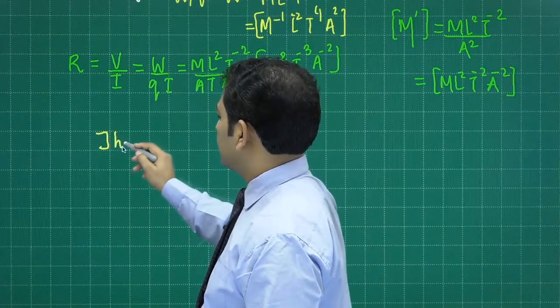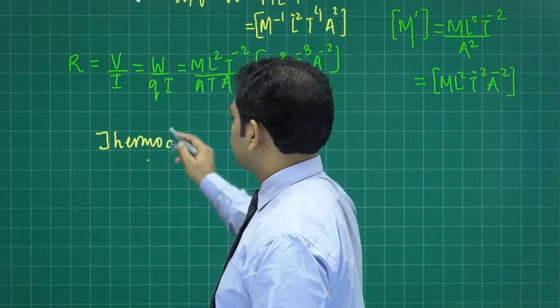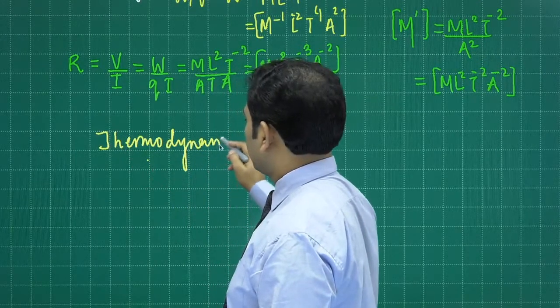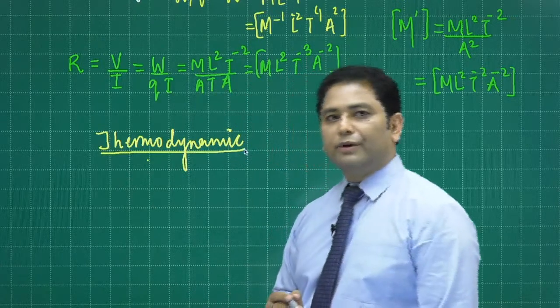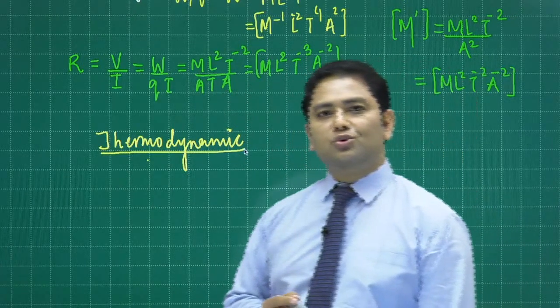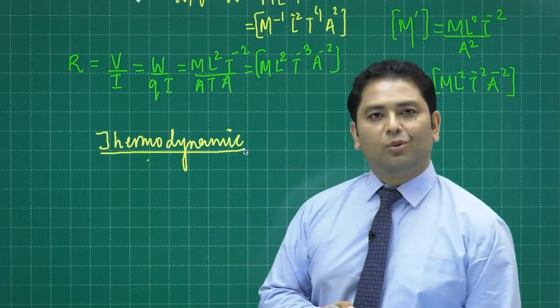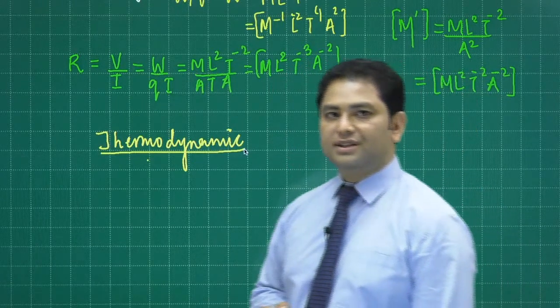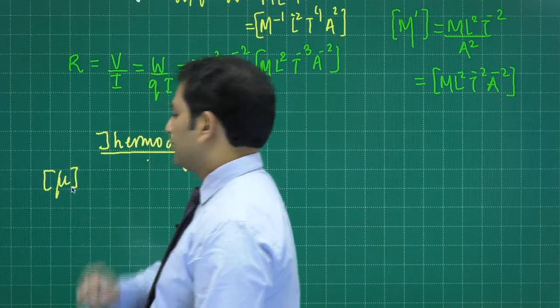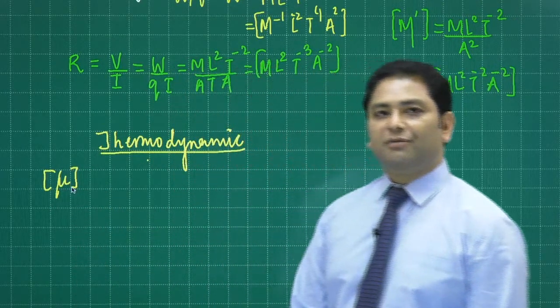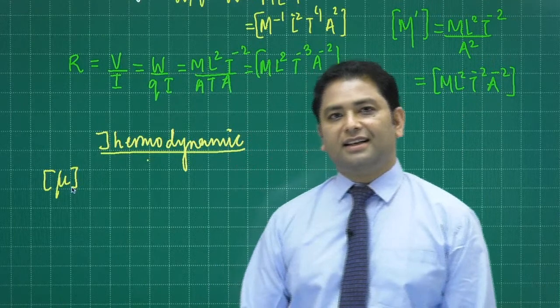So coming to the thermodynamic quantity. In thermodynamic quantity, we would be introducing two new fundamental quantities. One is the number of moles. So number of moles will have a dimension of mu. Remember, number of mole is also a fundamental quantity.